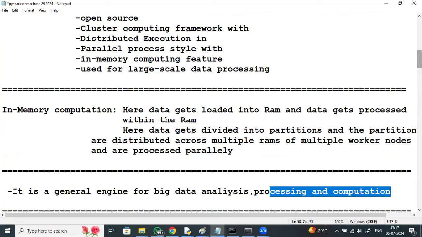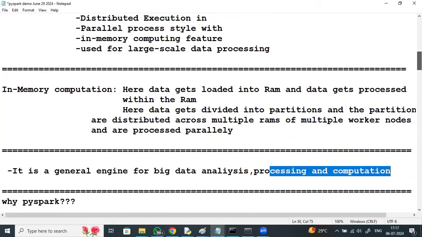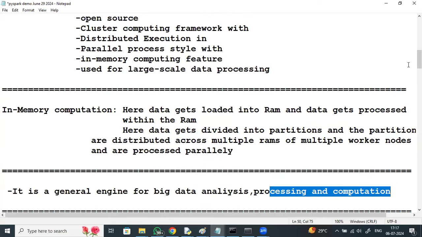Okay. So Spark supports multi-language support. How many languages is Spark going to support? Four languages. Which are the four? Python, Java, Scala, R. Yes. Scala, Python, Java, R language.